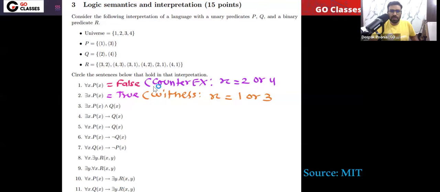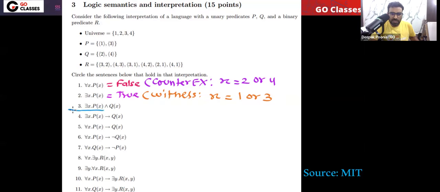Please understand. Counterexample means some element which makes a statement false. Witness means some element which makes a statement true. Is this clear? In our lectures, we have already seen the meaning of counterexample and the meaning of witness. For universal quantifier, we try to find a counterexample. For existential quantifier, we try to find a witness. Okay, correct? Now let's see the next one, the third one.